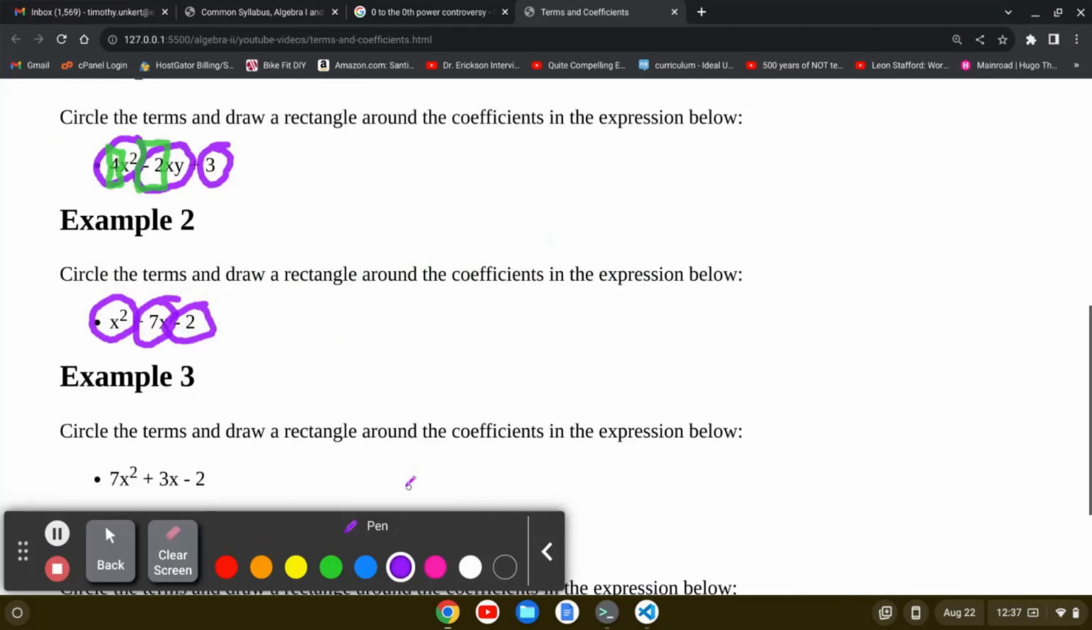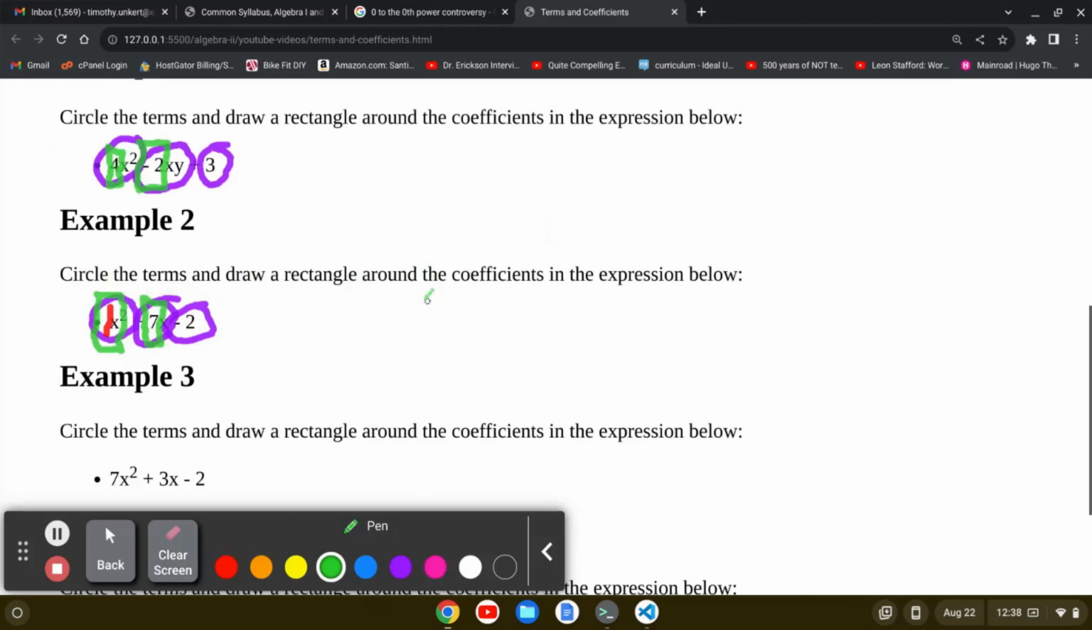Now, interestingly, the coefficient here in front of x squared, they don't write it, but it's actually 1. So I'm just going to draw a 1 here. So you have 1x squared. Let's put a rectangle around the 1. And then 7 is in front of the x, so that's the coefficient.